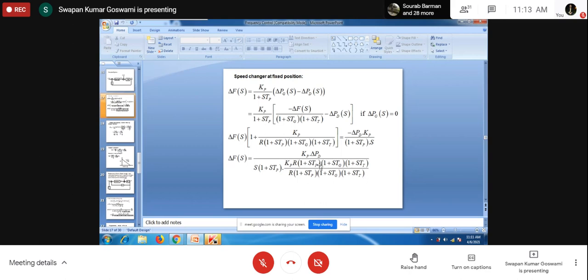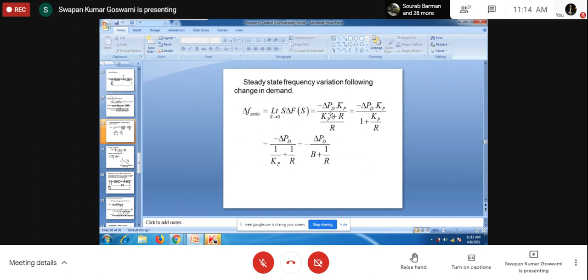So finally you will be getting this expression: minus delta Pd into Kp by Kp plus R by R. That means you can rearrange it as 1 plus Kp by R, minus delta Pd into Kp. The delta Pd is the variation in demand, either increase or decrease. If delta Pd is positive, demand is increased. If delta Pd is negative, demand is reduced. Kp is obviously 1 upon B, as we have seen previously.